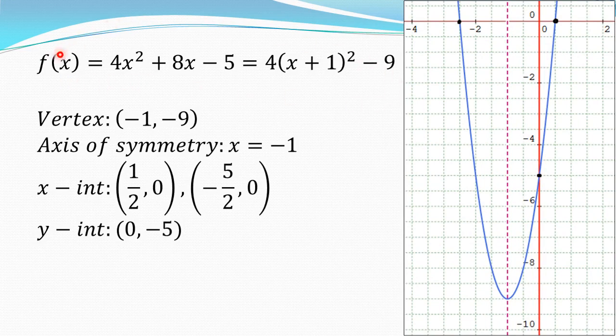So this is the summary of our answer for number 2. The vertex is negative 1, negative 9. Again, you could solve for the vertex and the axis of symmetry using the formula that we showed you earlier in the video. And the x-intercepts are 1/2, 0, and negative 5 over 2, 0. And you can see it here. See? Negative 2.5, and this one, 1/2, 0. And this is your axis of symmetry.